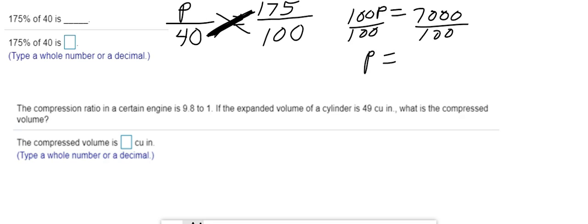So p is equal to, and here's a nice trick to dividing out zeros. If there are zeros, you can just cancel those. You get 70 over 1, which is just 70. If you're not sure about that, you can put 7,000 divided by 100 in your calculator. It should still give you 70. So 175% of 40 is 70. Notice it's a bigger number than 40 because 175% is more than 100%.